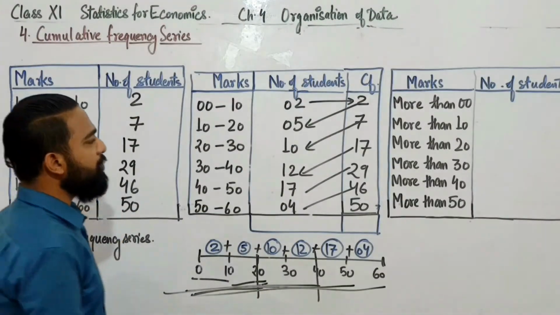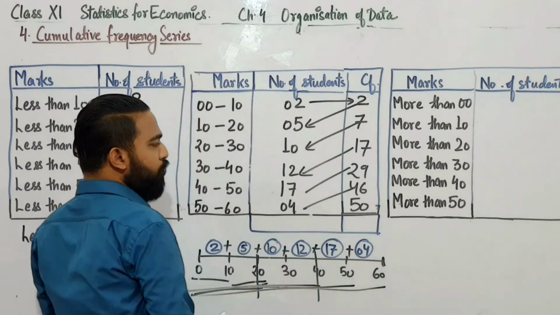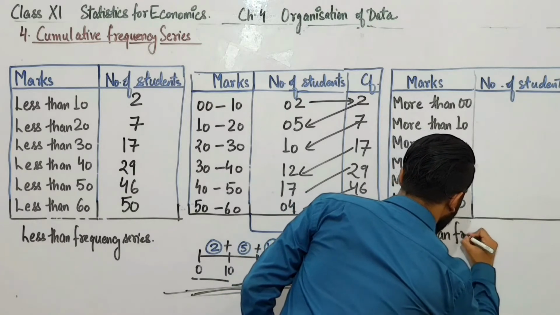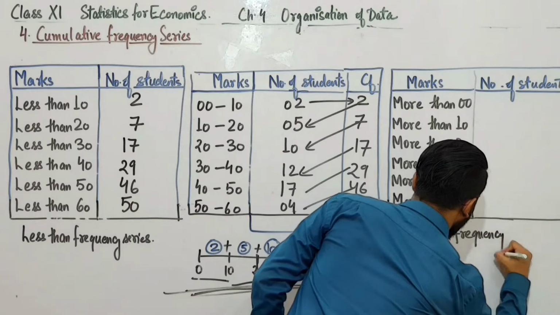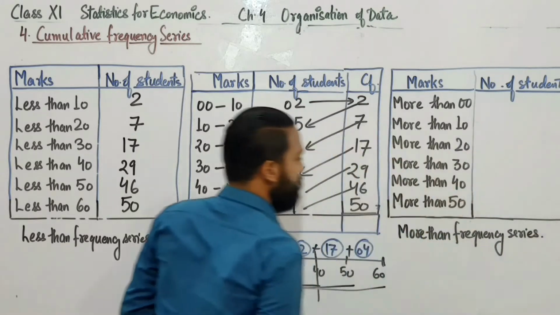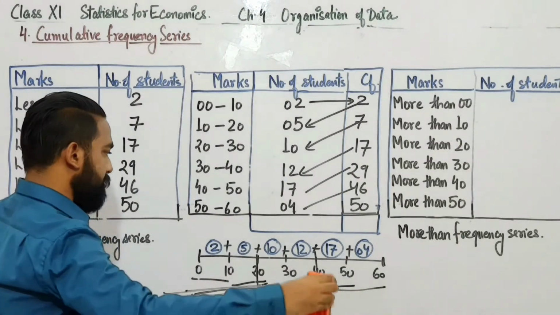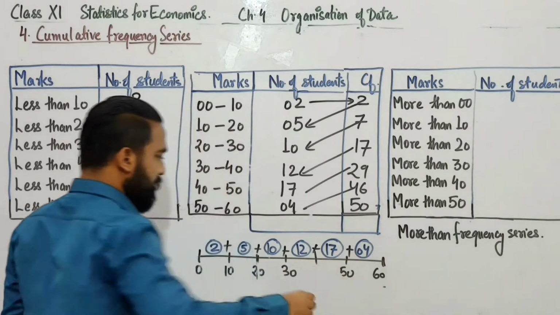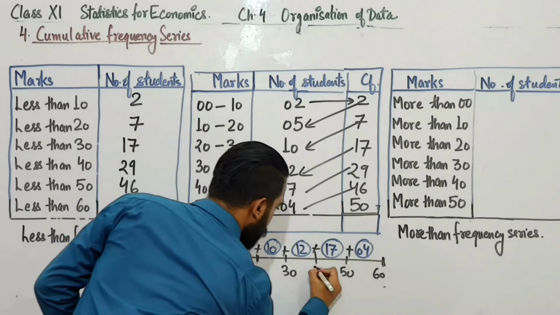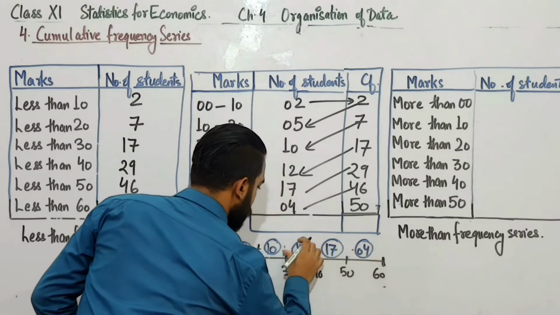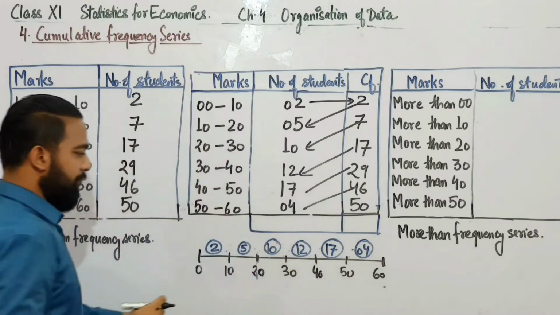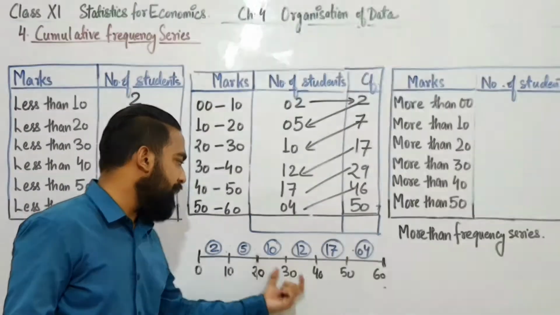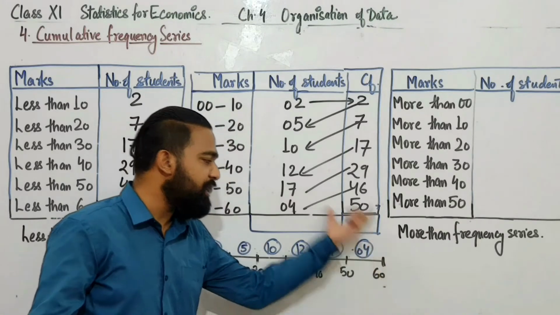Now you know how to convert them into a less than frequency series and how to convert a less than frequency series into an exclusive series. Now students, this is the other type, which is the more than frequency series. Now students, again, let's take the same example again. Fine. Remove these addition signs. Now, again, we have the same class intervals. 0 to 10, there are 2 students. 10 to 20, there are 5. 20 to 30, there are 10. 30 to 40, 12. 40 to 50, 17. And 50 to 60, 4.